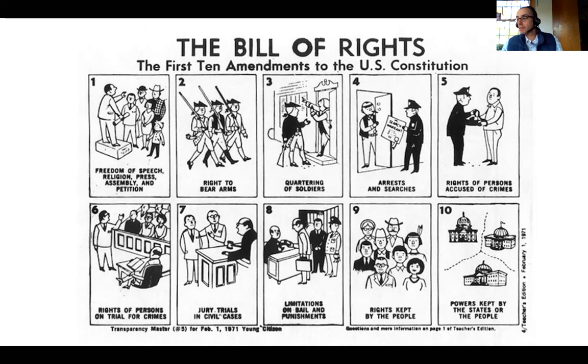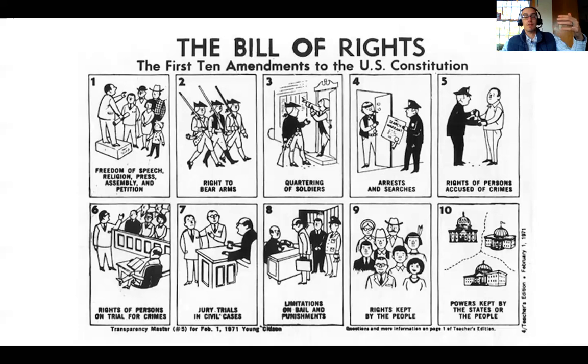The Fifth Amendment is different. There's a couple things in the Fifth Amendment. They're rights of people accused of crimes. You don't have to testify against yourself in court. There's a couple things in the Fifth Amendment. I'm no expert. Sixth Amendment, rights of persons on trial for crimes.